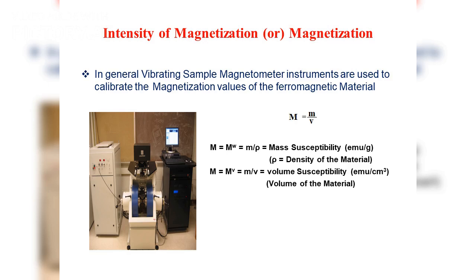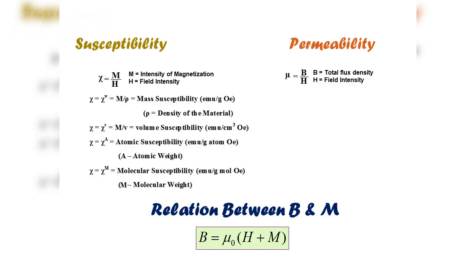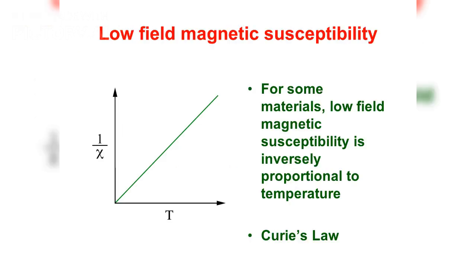Vibrating sample magnetometer instruments are essential for calibrating the magnetization values of ferromagnetic materials. The mass susceptibility, volume susceptibility, and density of the material are key parameters in this process. Susceptibility and permeability are fundamental properties in magnetism. They help us understand the relationship between magnetization and field intensity, as well as the total flux density. For certain materials, low field magnetic susceptibility is inversely proportional to temperature, a principle known as Curie's law.